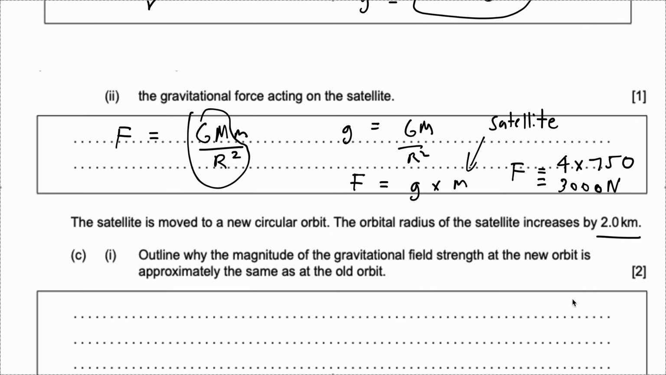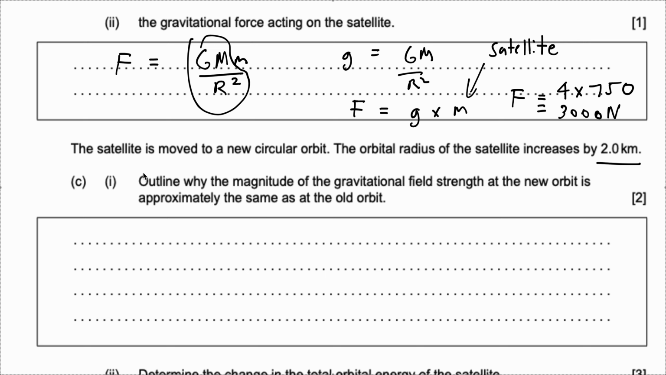Okay, now part C. The satellite is moved to a new circular orbit. It's a new orbit. The orbital radius of the satellite increases by 2 kilometers. Outline why the magnitude of gravitational field strength at the new orbit is approximately the same as the old orbit.